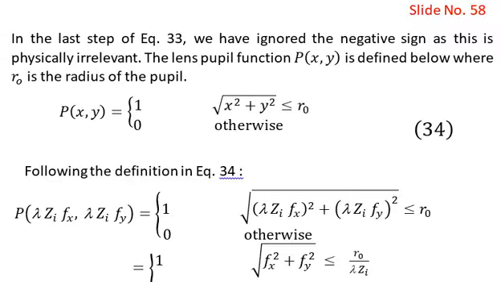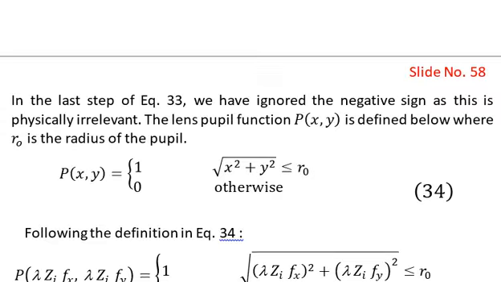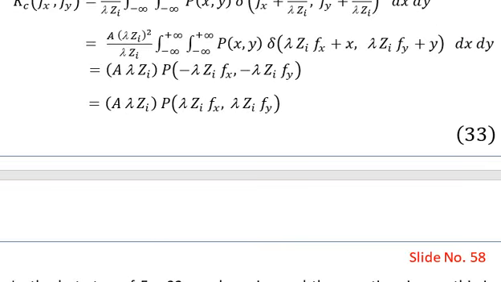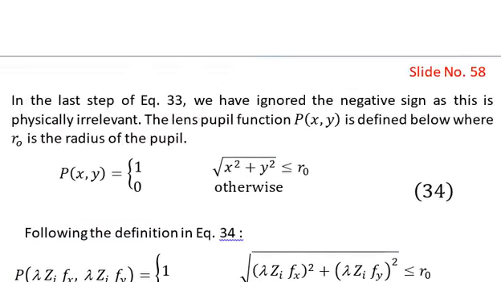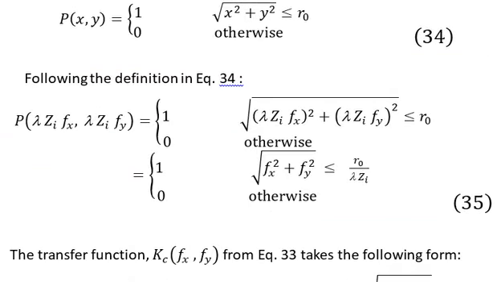So we can adopt the definition given in equation number 34 for the pupil function given at the end of equation number 33. We have converted that as shown in equation number 35: p of lambda zi fx comma lambda zi fy is equal to 1 when the square root of lambda zi fx square plus lambda zi fy square is less than or equal to r0. This will behave as a clear aperture for this radius r0 again, but here we have given the conditions in terms of other parameters, and 0 otherwise.